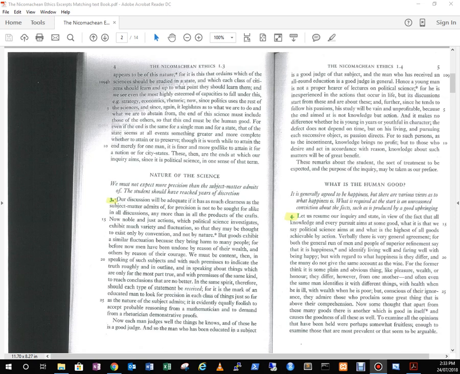Okay, let's start reading. Number 3. Our discussion will be adequate if it has as much clearness as the subject matter admits, for precision is not to be sought for alike in all discussions, any more than in the products of the crafts. Now, noble and just actions, which political science investigates, exhibit much variety and fluctuation, so that they may be thought to exist only by convention and not by nature. That's pretty clear to understand.